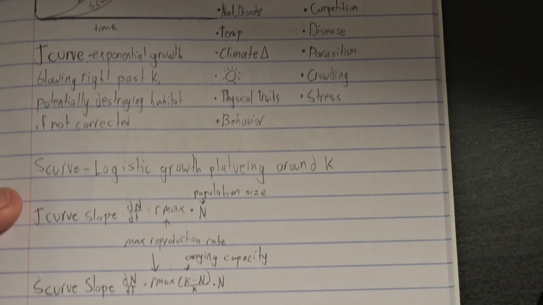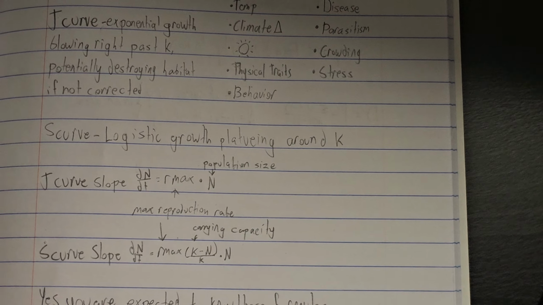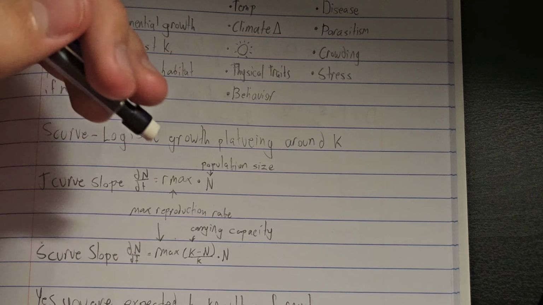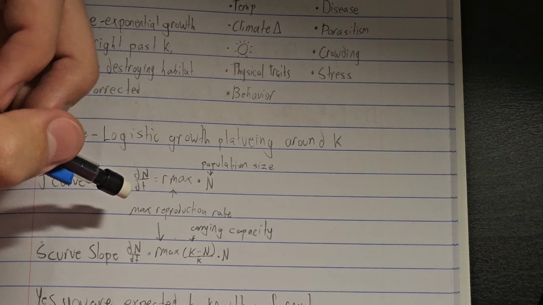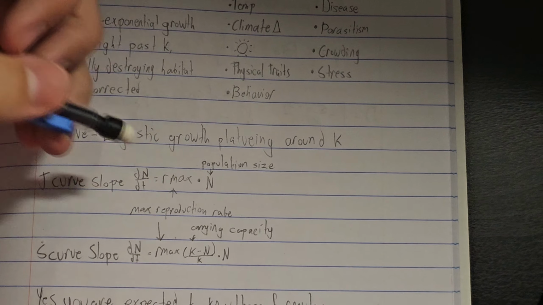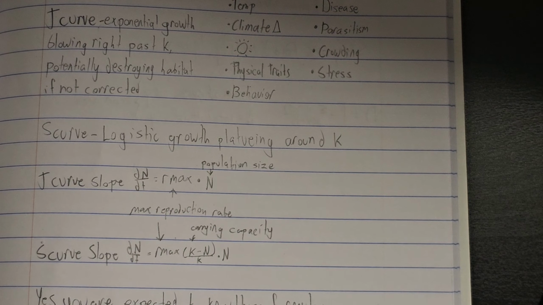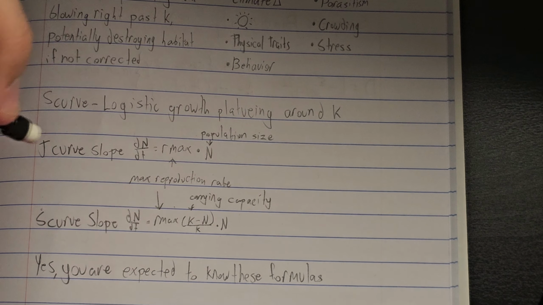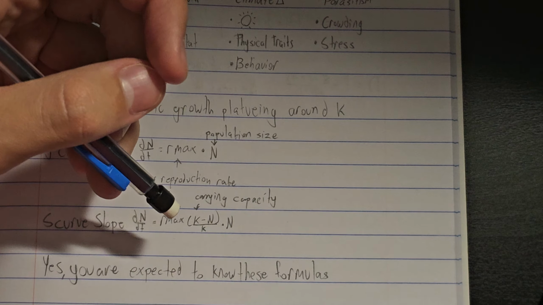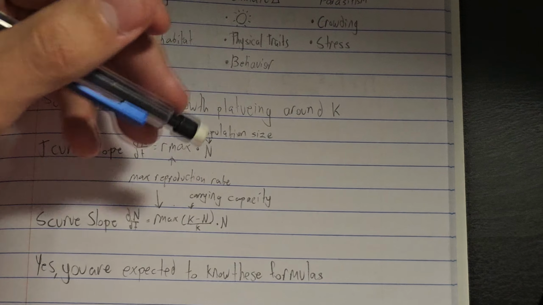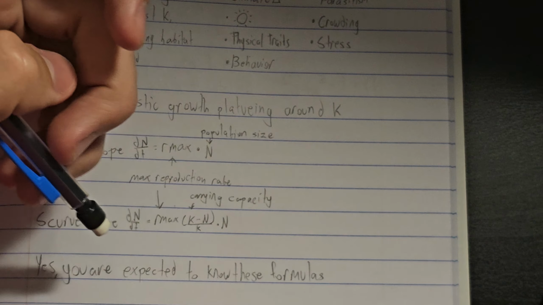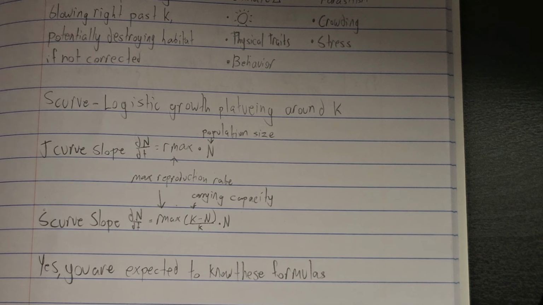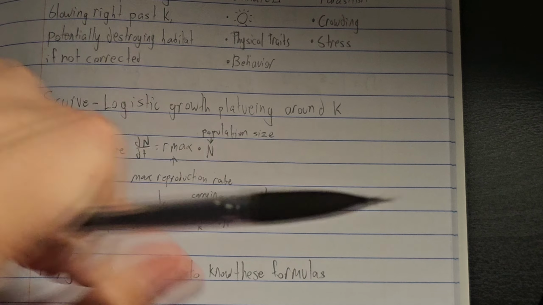And they have two separate equations right here. You have your J curve, which is dN over dt, and it is calculable by your max reproduction rate times your population size. And that's basically the slope at any given area. Your S curve, on the other hand, is your max reproductive rate times, parenthesis, the carrying capacity minus the population size, over K, again times the population size again. And yes, you are expected to know these formulas, unfortunately.